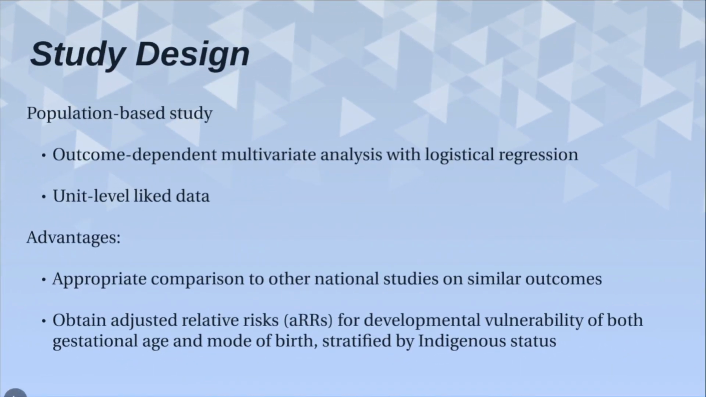At this stage, the plan is to conduct the project as a population-based study using routinely collected and contemporaneously recorded administrative data. It will use outcome-dependent multivariate analysis with logistic regression based on unit-level linked data. Furthermore, progressive backward elimination of potential confounders based on a change in the adjusted associations of more than 10% will be used to provide adjusted developmental outcomes for gestational age and mode of birth, both individually and then combined. As a result, this will allow for comparison to existing studies, as well as to obtain the adjusted relative risks, or ARRs, of different gestational ages and modes of birth. When combined, this can then be used to describe the ARRs of early planned births in elective deliveries.